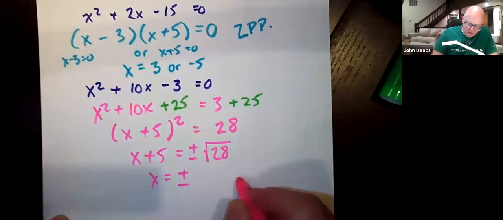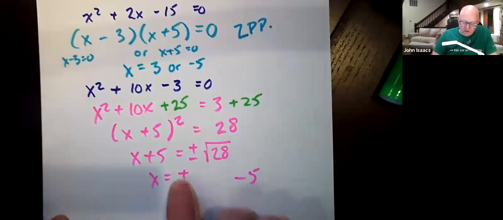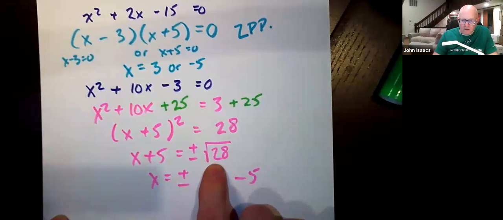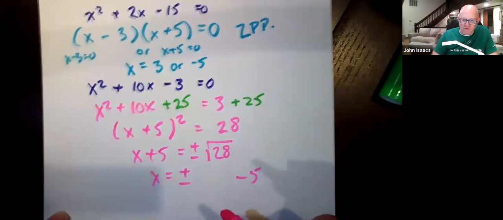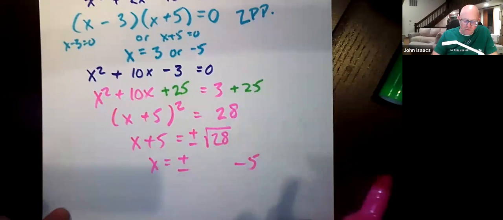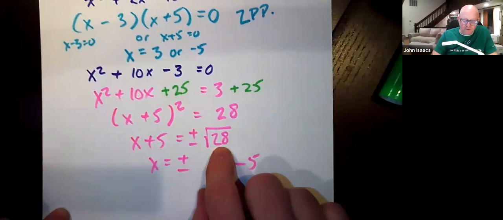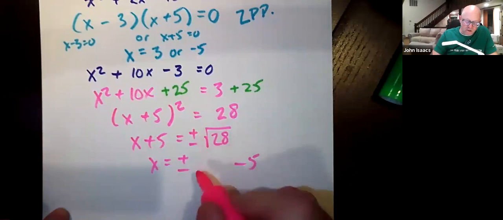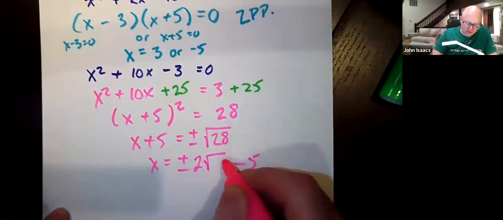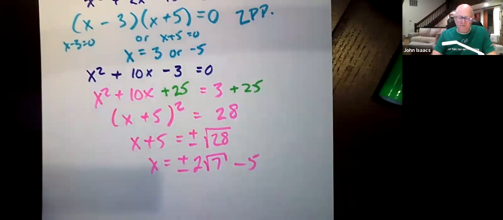It's plus or minus root 28 minus 5. Now root 28 should really be written in simplest form. The root 28, remember, is root 4 times root 7. So that would be 2 radical 7 minus 5. Okay, so there's one example.